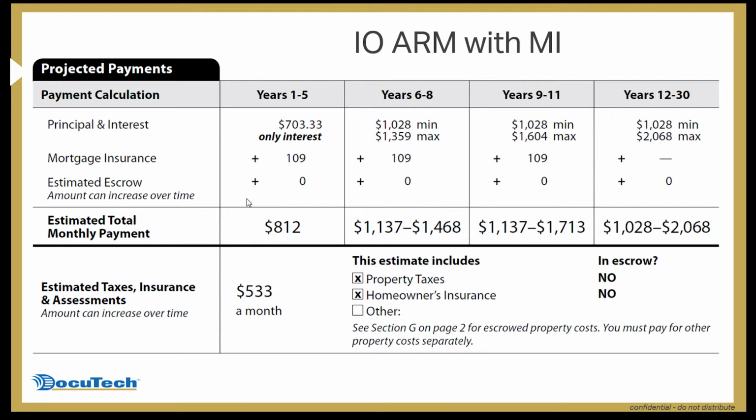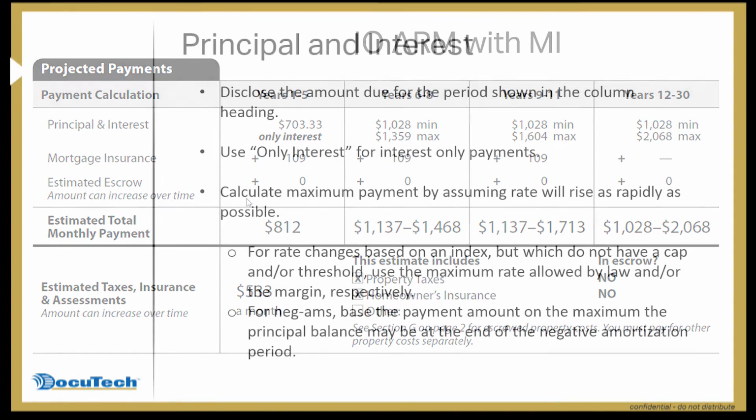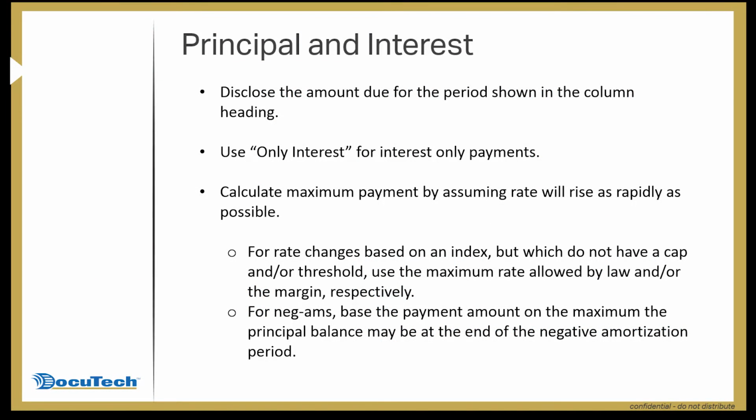Amanda, we're going to now turn to how to fill out the table. Would you mind starting off with principal and interest? To disclose principal and interest, disclose the amount due for the period shown in the column headings. Use only interest if the payment includes payments for interest only.